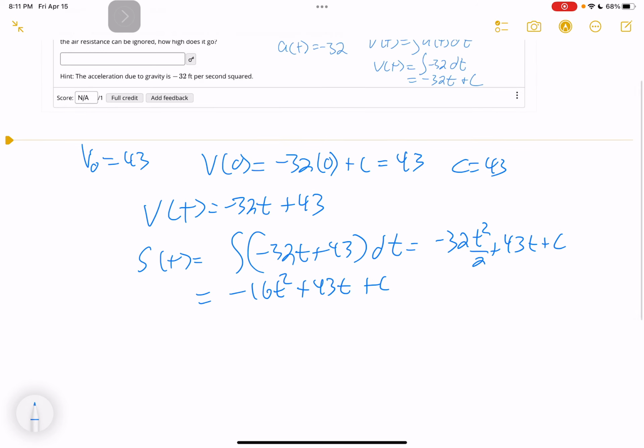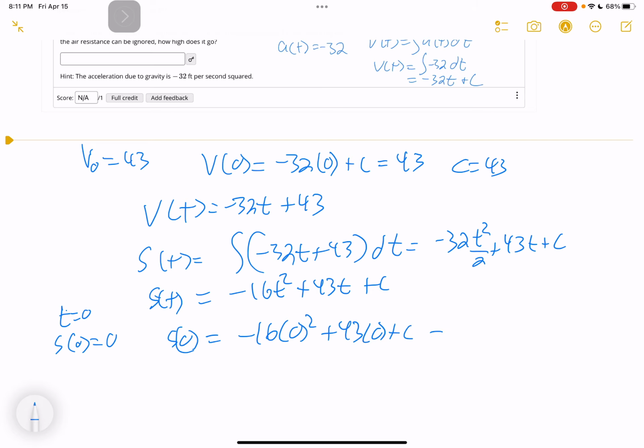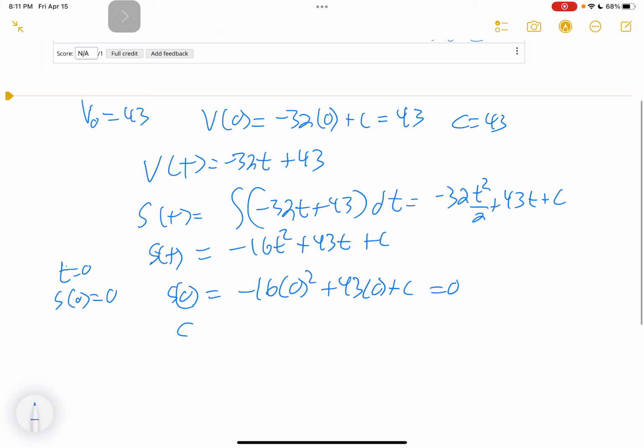And it says the initial position is on the ground. So at time equals 0, s of 0 is going to be 0. So that's my s of t. So s of 0 is going to be negative 16 times 0 squared plus 43 times 0 plus c equals 0. So we'd say c equals 0. So s of t is negative 16t squared plus 43t.